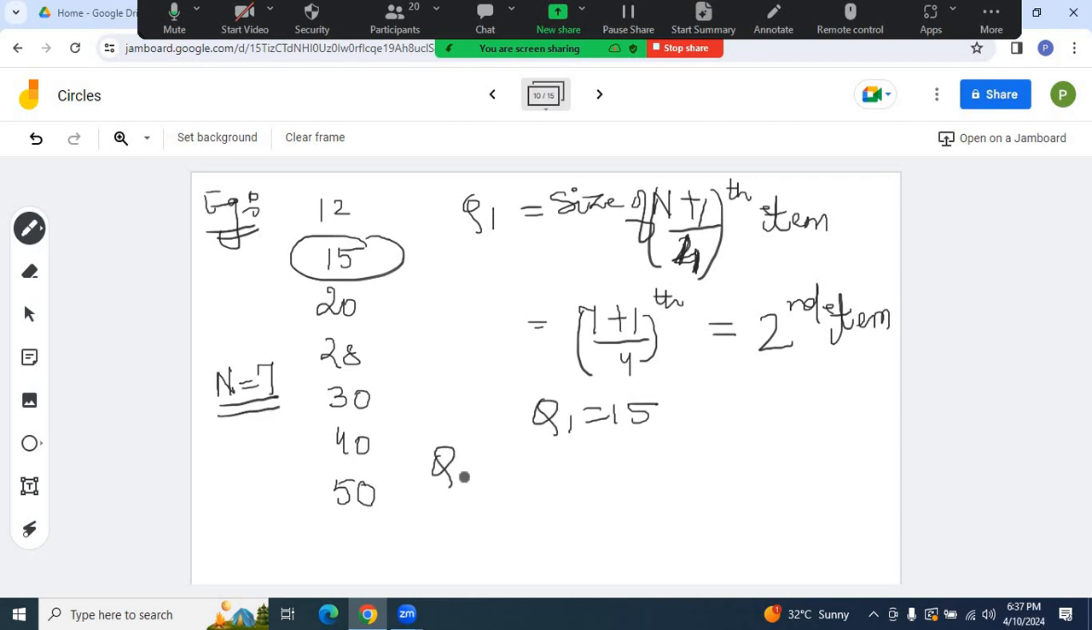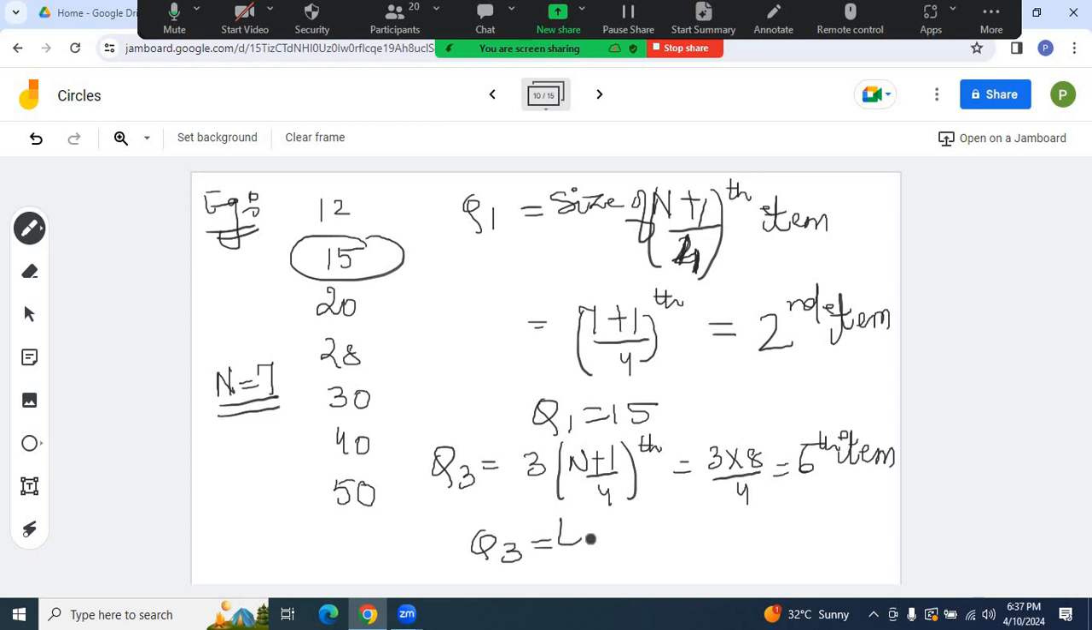Similarly, Q3 is the size of 3 times (n plus 1) by 4th item. So 3 into 8, 3 into 8 upon 4, it will be the 6th item. So the 6th item is Q3, which is equal to 40. This is the 6th item, right? So we have found Q1.